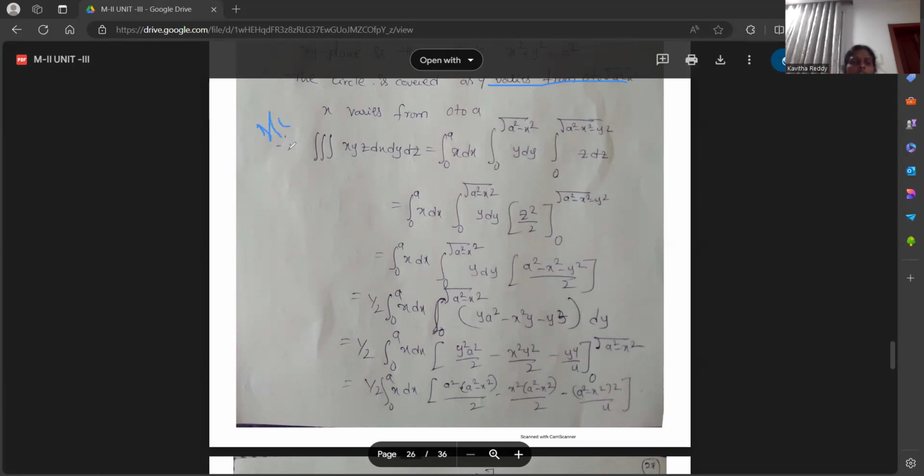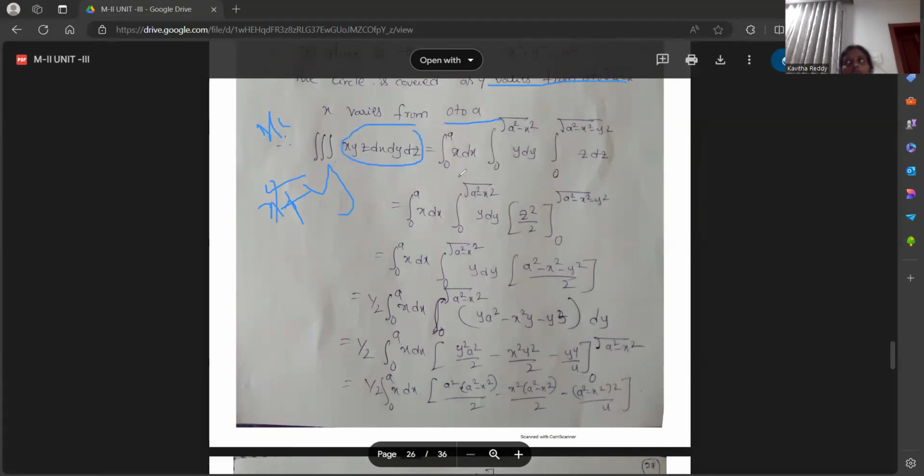On the xy plane, z equals 0. If you apply z equal to 0, then what do you get? x squared plus y squared equals a squared, the circle equation, whose radius is a. So y varies from 0 to the square root of a squared minus x squared, and x varies from 0 to a. Then the function is xyz dx dy dz.